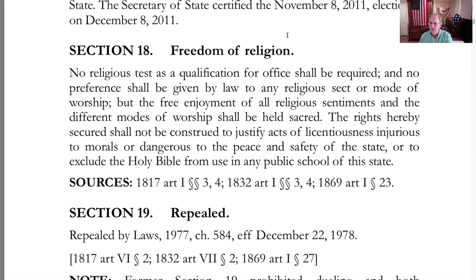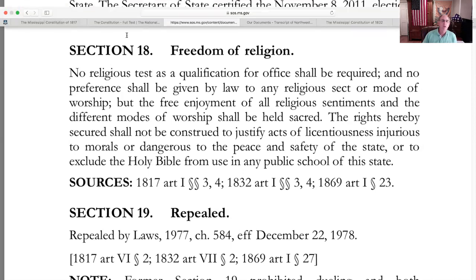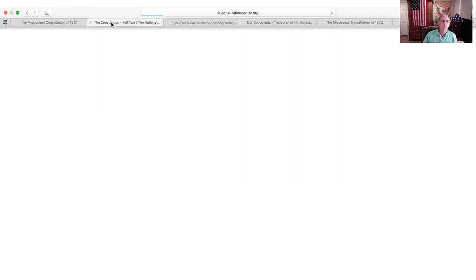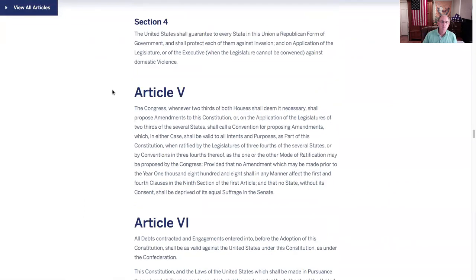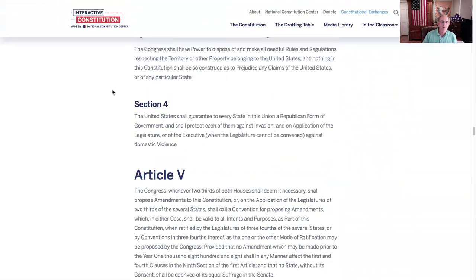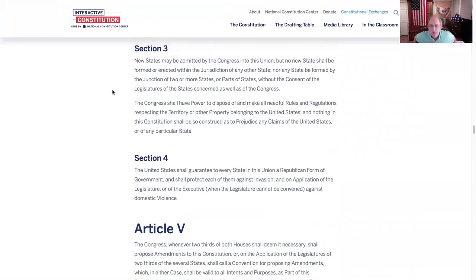But first we've got to find out, what does the U.S. Constitution say about the states? So this is the U.S. Constitution, and we need to go to Article 4, Section 3. Article 4 says new states may be admitted by the Congress into this union, but no new state shall be formed or erected within the jurisdiction of any other state, nor any state be formed by the junction of two or more states or parts of states without the consent of the legislatures of the states concerned, as well as of the Congress.